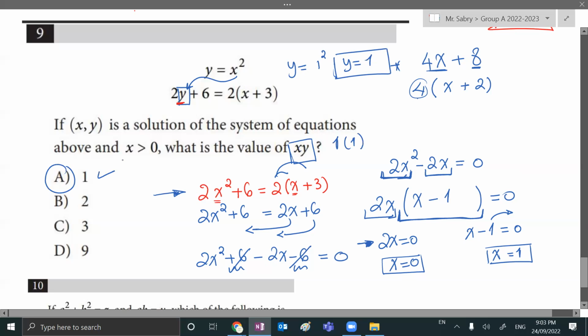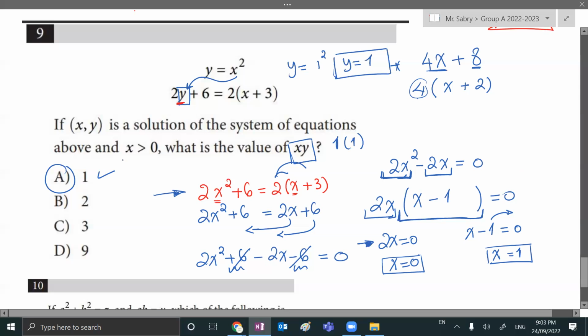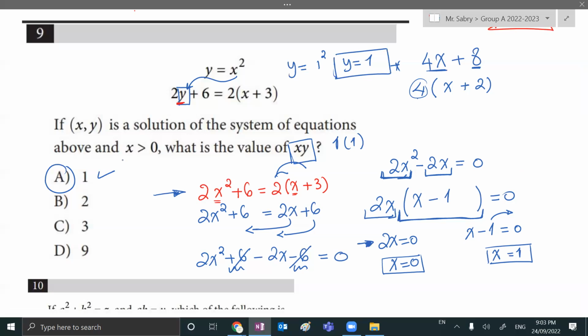I didn't really get it. Ask Ali and focus. It's not about you didn't really get it. You just got the value of x. Now substitute. So we have x equals 0 and x equals 1. Substitute one of them into the original equation, the one that we started with, y equals x squared.